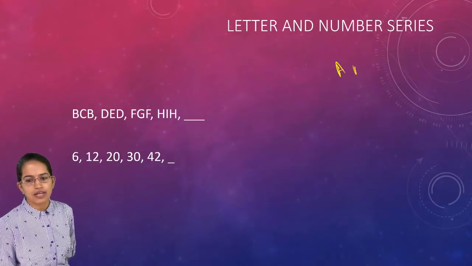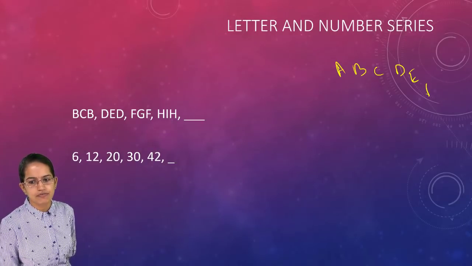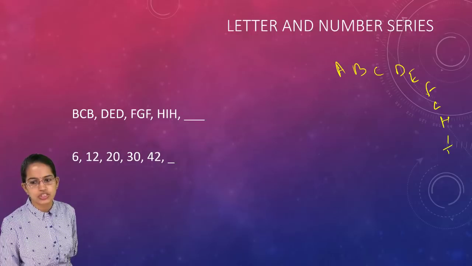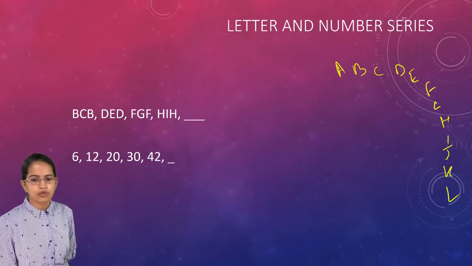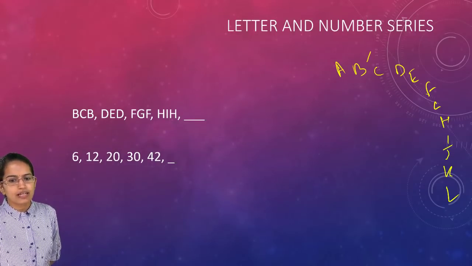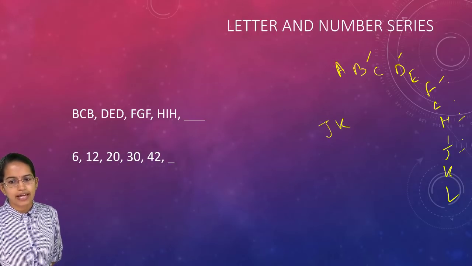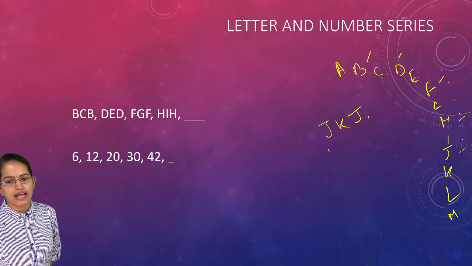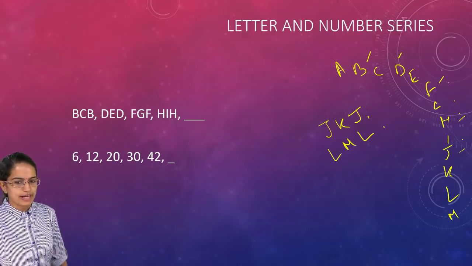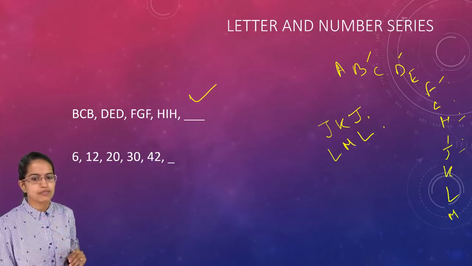Now you have A, B, C, D, E, F, G, H, I, J, K, L. So I won't go beyond that. You have B, C and B, then you take D, E and D back, you have F, G and F back, H, I and H back, so you would have J, K and J back, then you have L, M and L back. So that's how you would proceed with this.